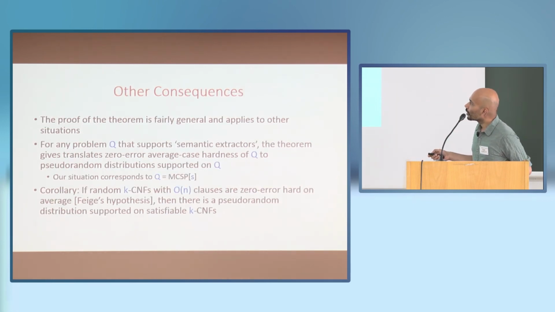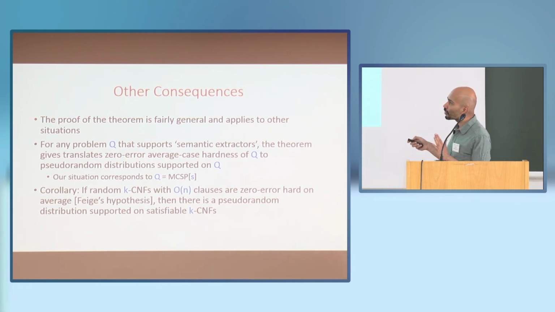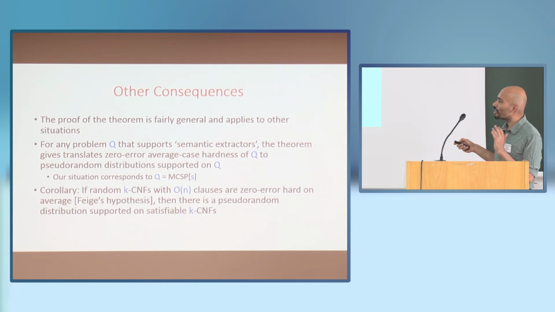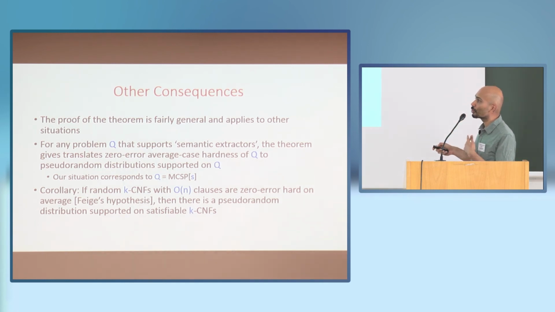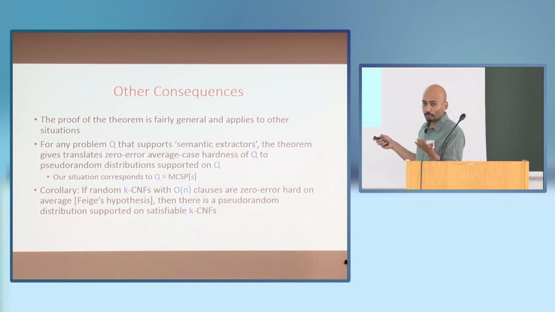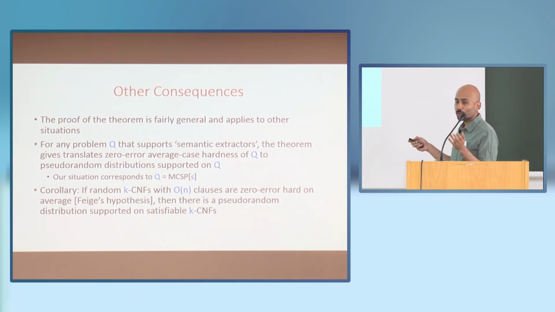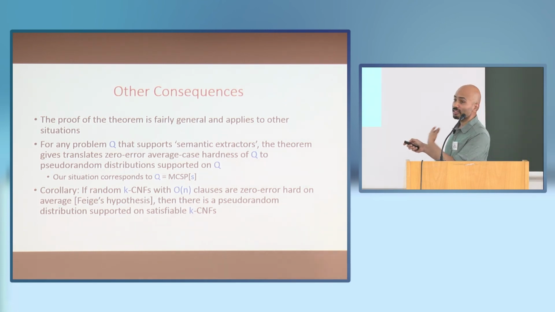Another consequence of this proof is that it's fairly general and applies to other situations. In fact, it applies to any problem that supports a certain kind of extractor called semantic extractors. For such problems, it translates zero-error average case hardness to pseudo-random distributions that are supported on Q. I don't have time to say much more about this. Of course, there's a well-known connection between extractors and PRGs due to Luca, but this is a different connection, where if you have a certain property from the extractor, then you can carry through this implication from average case hardness to pseudo-random distributions.